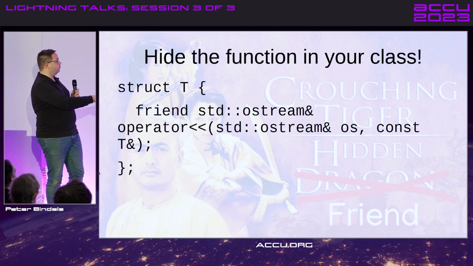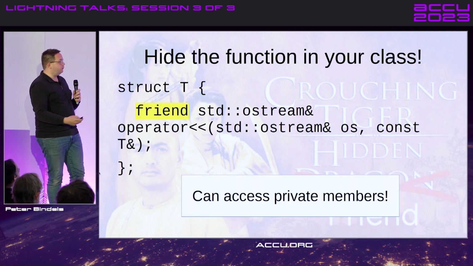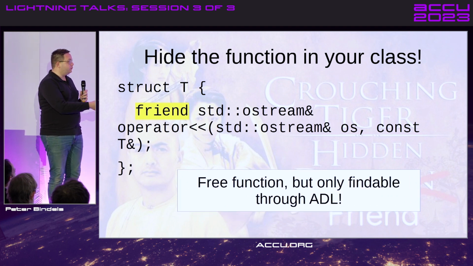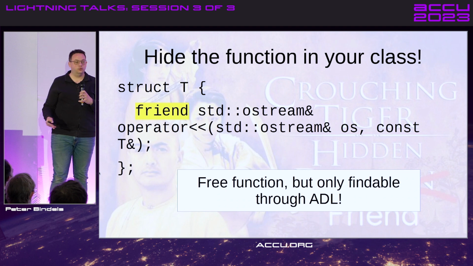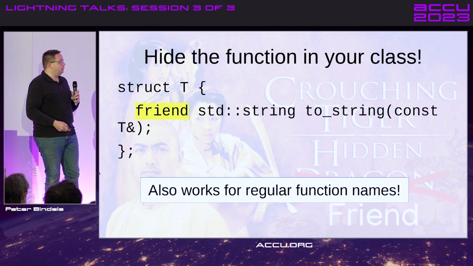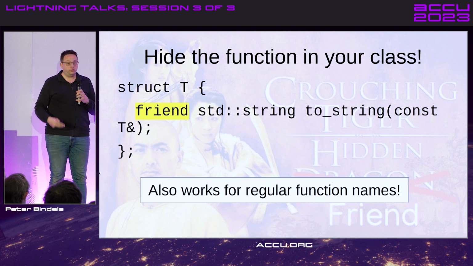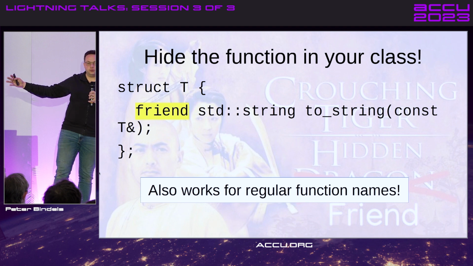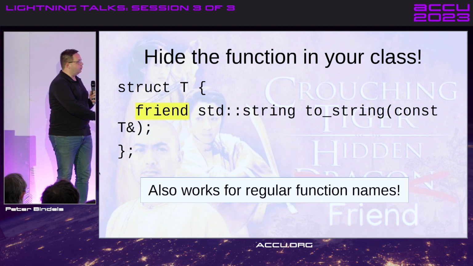And this is awesome because it's a friend. And friends can access private members. I can just do everything I need to do. It is free, but it's only findable through ADL. There's no possible way you accidentally call this. And it even works for regular function names. So you can put your own functions in here, your toString and whatever, and hide those from giant overload sets as well. It's so awesome in so many ways.